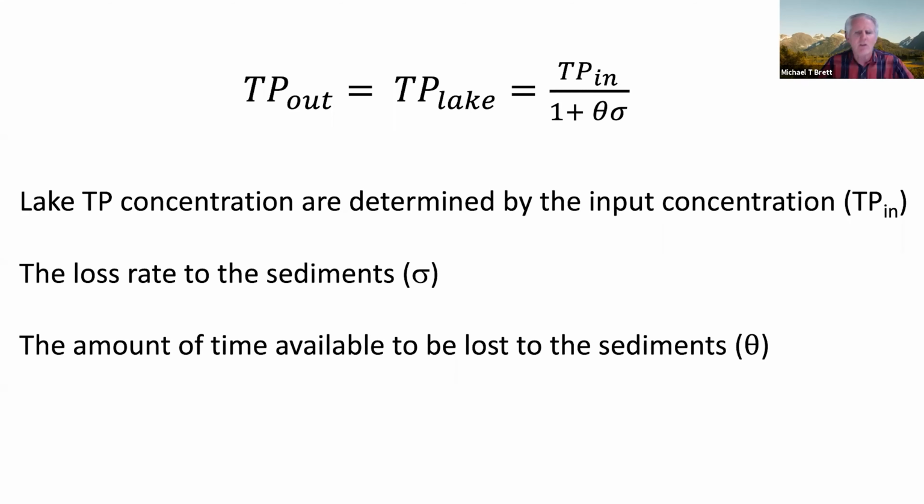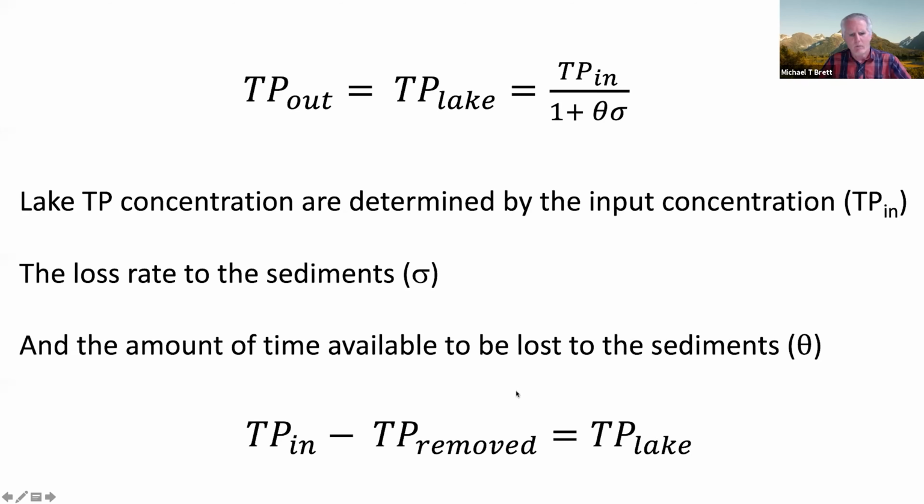And another factor that's very important and varies a lot from one lake to another lake is the amount of time available for the phosphorus to get trapped in the sediment. Some lakes have water residence times of a week or two, and other lakes have water residence times that are several decades. And so that has a tremendous impact on the difference between the lake's input phosphorus concentration and the lake concentration itself. And we can think of this also very simply.